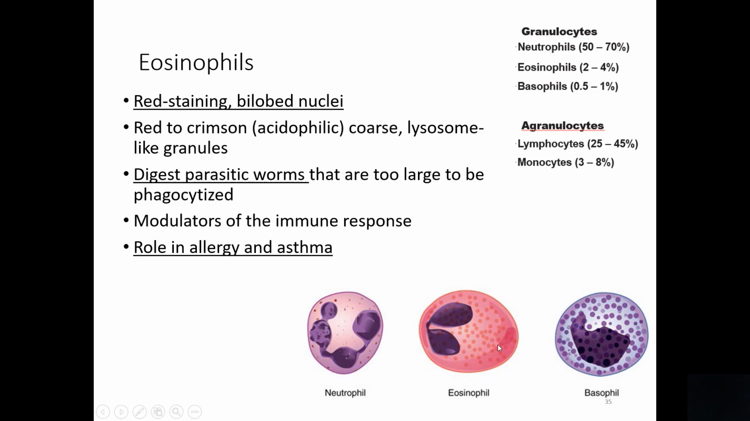They can digest parasitic worms that are too large to be phagocytized. It means they don't take that worm inside. They just come up to it, insert those granules, and kill that worm, digesting it. They also take part in the immune response, and they play a role in allergy and asthma. So if you see that in your patient's blood the amount of eosinophils is much higher than 4%, there's a good chance that they are suffering from some type of allergic reaction.